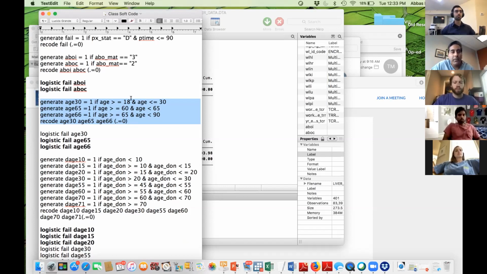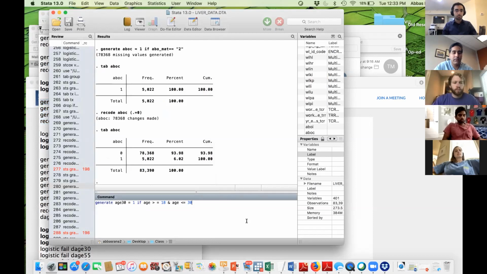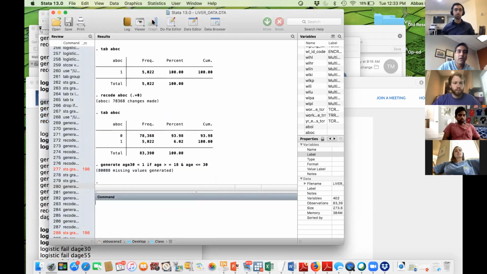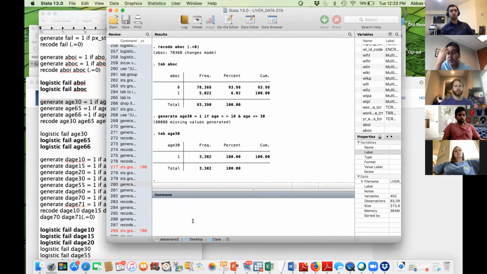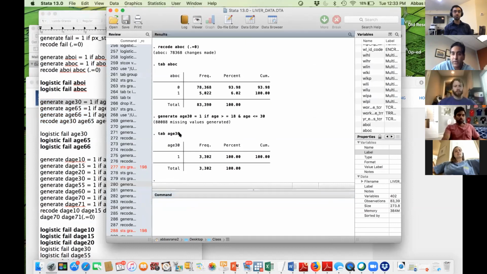Okay, so we're going to create this variable. So I create a variable, I check it, especially when you're starting out. So 3,300 has an age between 18 and 30. Again, I label this whatever label I want for me to remember it. But between 18 and 30, 3,300. Not that many, but it's interesting.